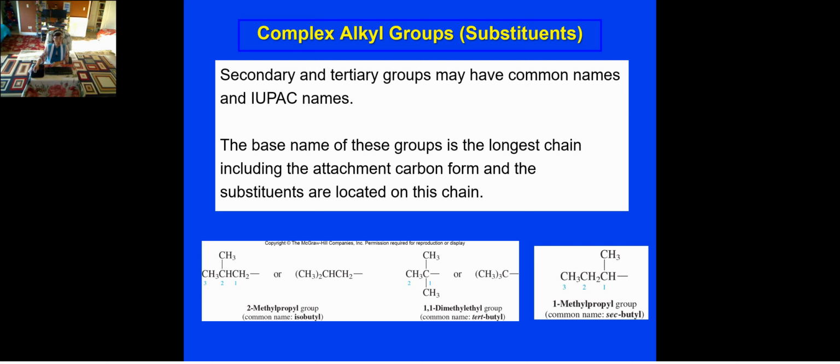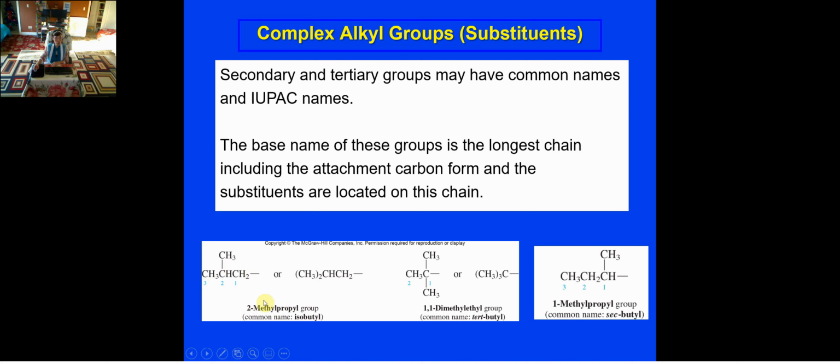Like this group on your left hand side, how do you name it? First of all, find the attachment, find this dash. So carbon 1, 2, 3. You have 3 carbons, and one of the substituents. Therefore, you name this group 1, 2, 3. If 1, 2, 3 is propane, you call it propyl. In your propyl, on the second carbon, you have a methyl. You call it the 2-methyl propyl group.